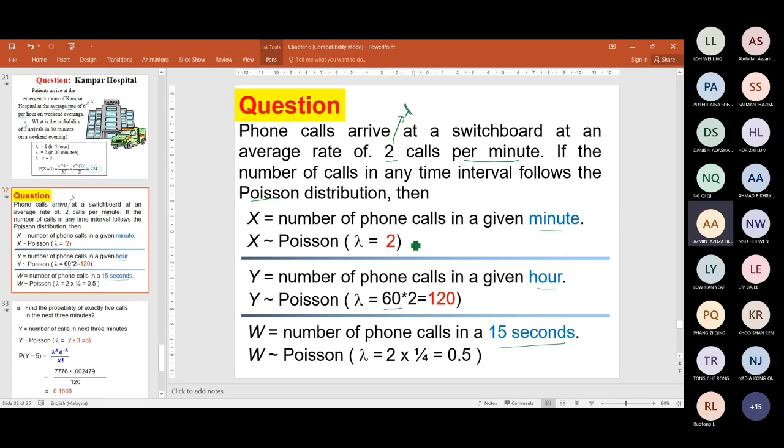Okay. So per minute, 1 minute is 2. So 1 hour has 60 minutes, 60 minutes times 2. So you get 120. So your lambda is now 120 if the question asks you per hour.